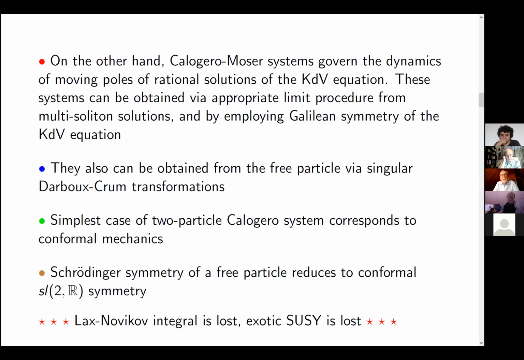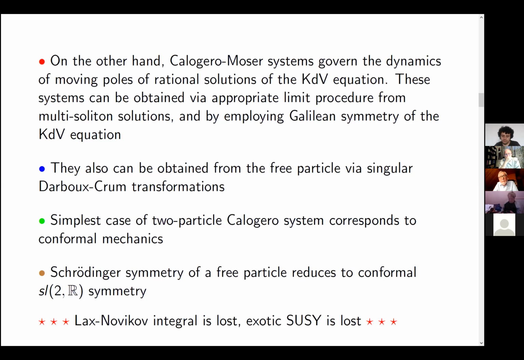On the other hand, it is very well known also that the Korteweg-de Vries equation has rational solutions, but those rational solutions have singularities. And it is also very well known that Calogero-Moser type systems govern the dynamics of moving poles of those rational solutions of the Korteweg-de Vries equation. Such rational solutions can be obtained via an appropriate limit procedure from multi-soliton solutions of the same equation, and then by employing Galilean symmetry of the Korteweg-de Vries equation.